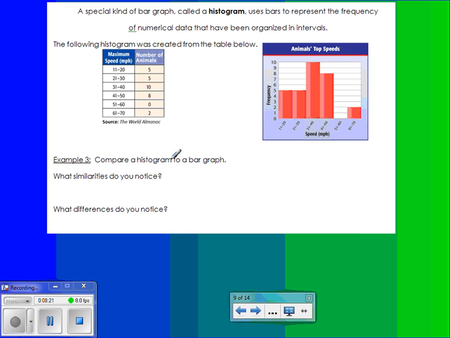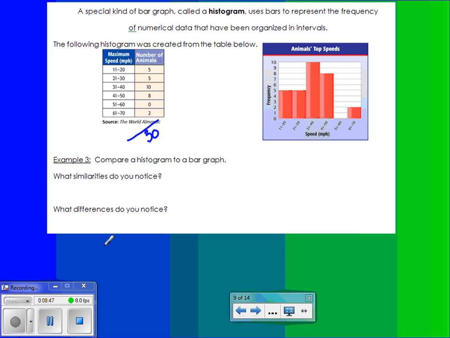How many animals did they use for this data? How many animals did they look at? 30. So how did you figure that out? You counted up all this, right? So 5 animals, 10, 8, 0, and 2. That makes a total of 30 animals.